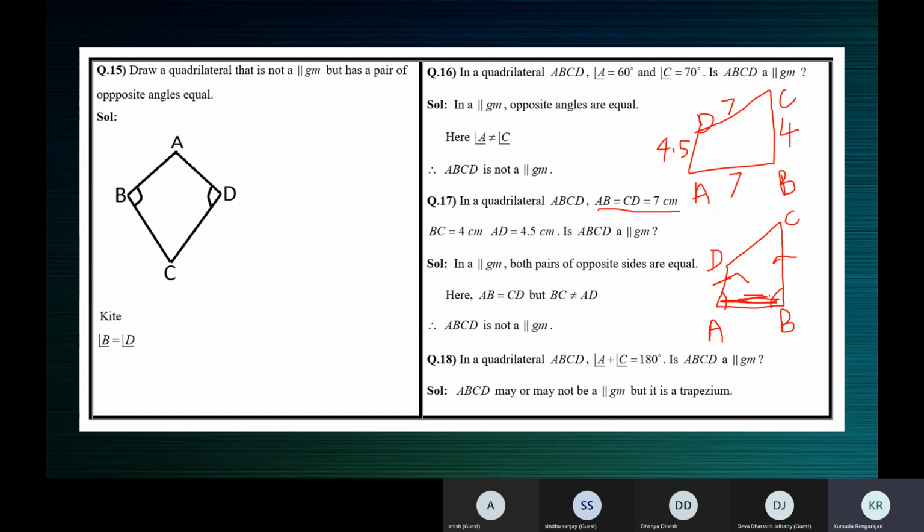If it was A plus B, then allied angles are supplementary. A plus B, allied angles, they're supplementary. So AD is parallel to BC. If allied angles are supplementary, then the lines are parallel. AD is parallel to BC. So it's a trapezium.